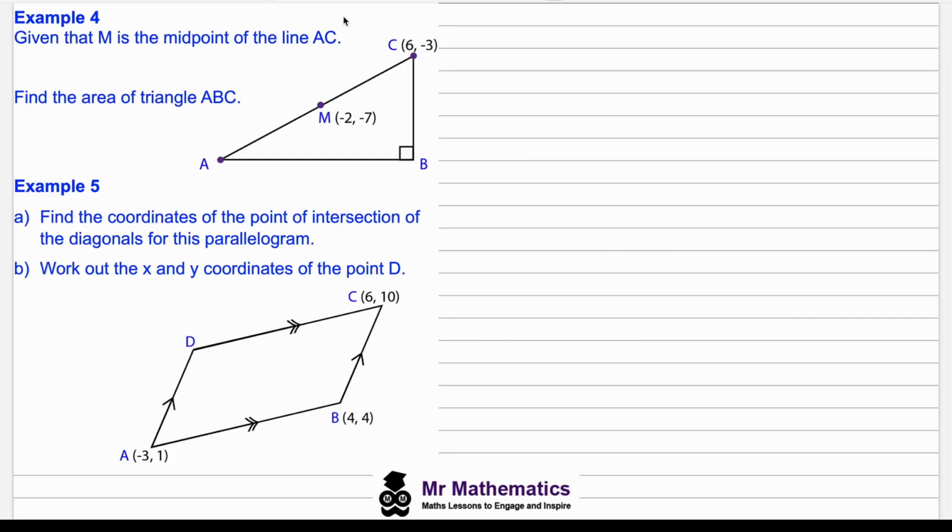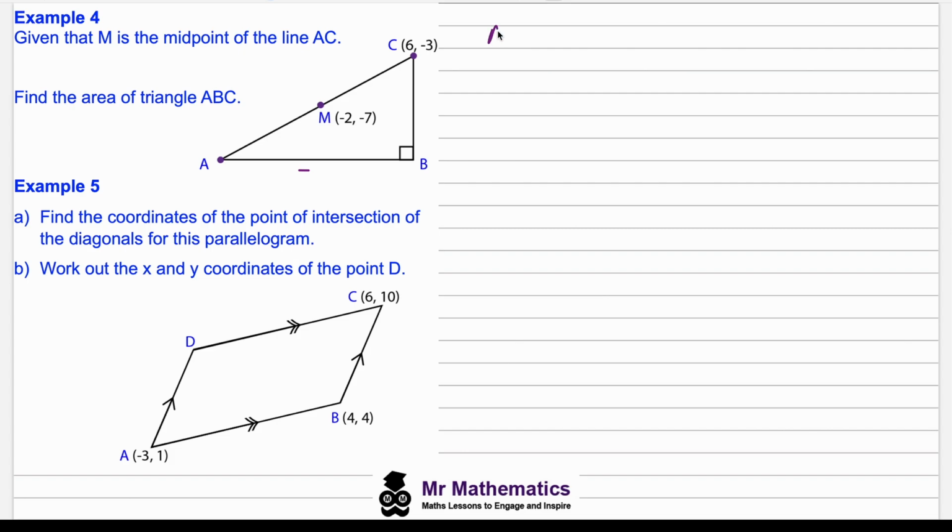Everyone. So this is the third video in my series on the midpoint of a line segment. In example 4, we're given that M is the midpoint of a line AC, which is here. And we've been asked to work out the area of a triangle ABC, so the area of this entire right angle triangle. To work out the area, we need its base, which is this length, A to B, and the height, B to C.